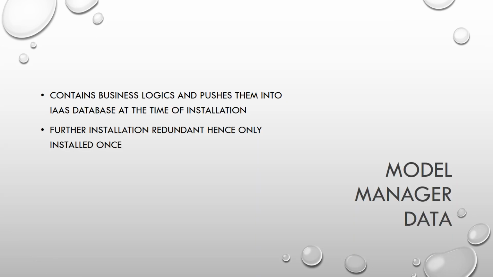The model manager data is the one that actually contains all the business logic associated with vRealize Automation. You can only install it once. When model manager data is installed, it pushes all its business logic into the IaaS database. So basically installing it again and again would just be reinserting the same data over and over again.